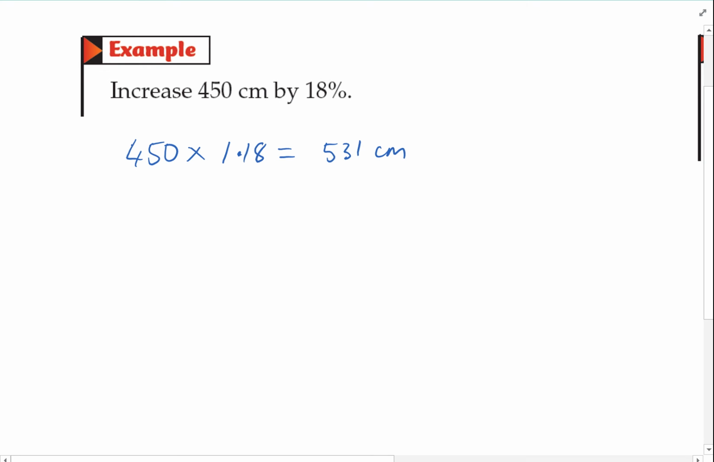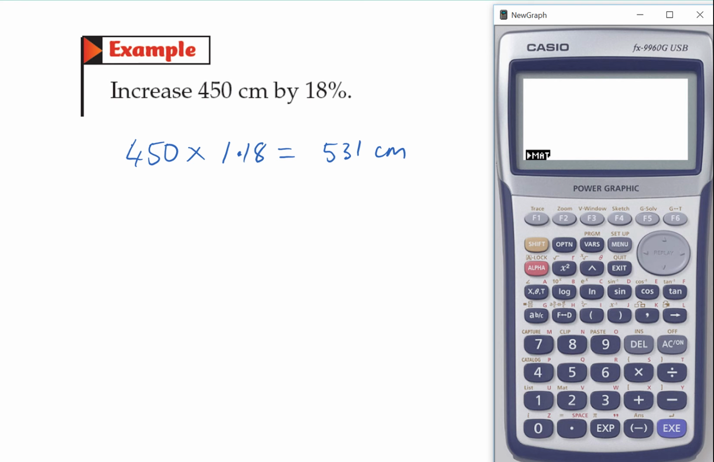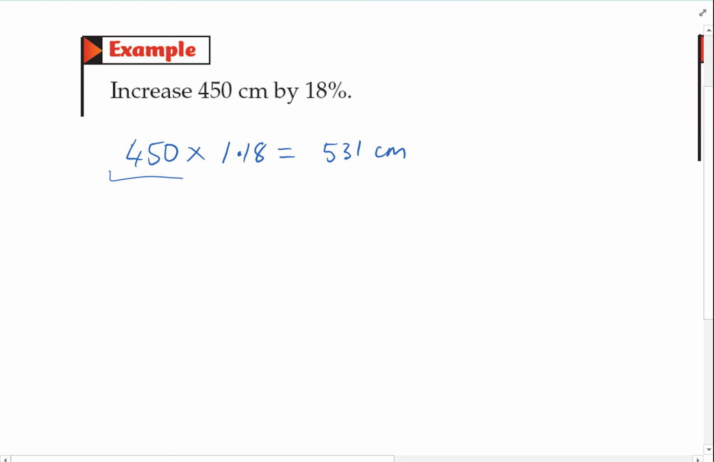Now a longer way to do it would be to go 450 times 0.18, and that gives us 81, and then add that to 450. It gives us the same answer of 531, but we've had to do 2 lines of working, whereas here we do 1 line of working. So 450 times 1 gives us 450, and then 450 times 0.18 gives us the extra bit, and then they combine together to give us this figure of 531. So that's just a really quick way to do percentage increases.